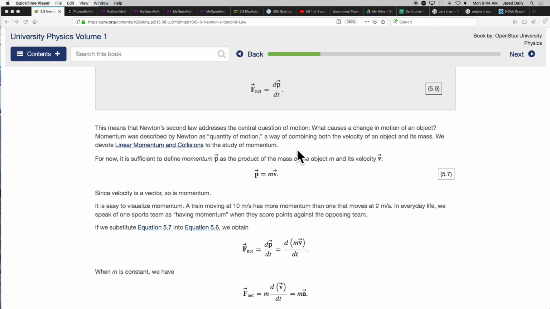Another interesting thing about momentum that is interesting in the history. Let's see, where's my picture? I don't have the picture out right now. It's probably on one of those boards over there.